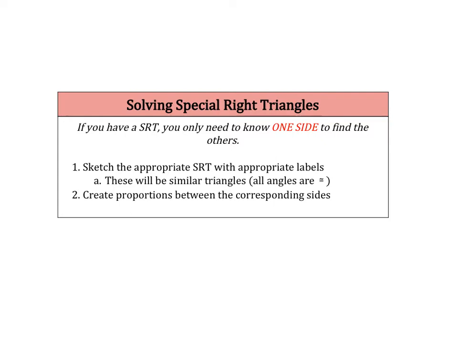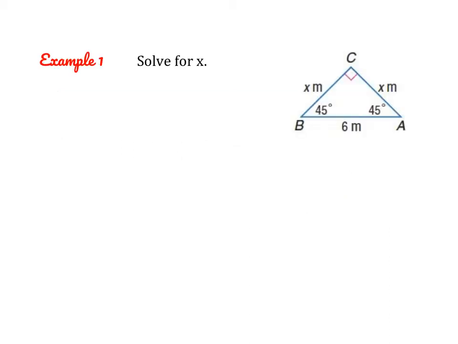From there, we can see that the two triangles that we've drawn are going to be similar triangles because all of the angles are congruent. If we have two similar triangles, we can create proportions between the corresponding sides to find your missing sides. So let's give this one a try. Here I see that we have a 45, 45, 90, so you have to recognize it as a special right triangle, and they ask us to solve for x.